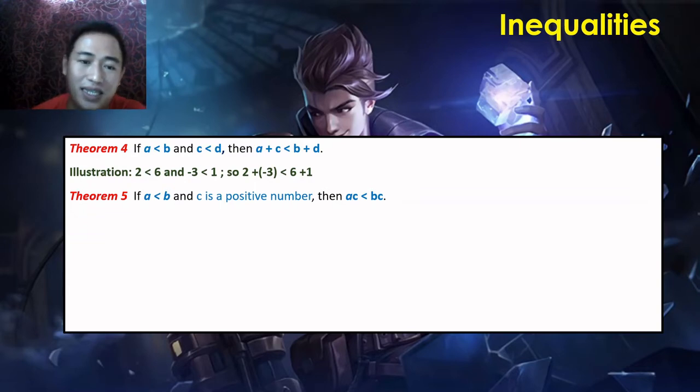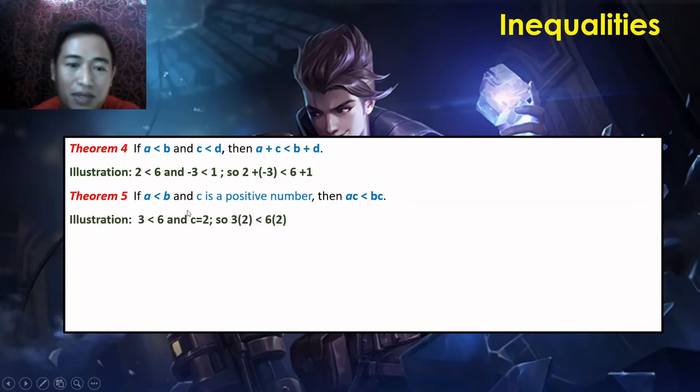If A is less than B and C is a positive number, then AC is less than BC. So, direct class, gamay si A kang B, then si C kay positive number, i-multiply lang nato sila both sides class, di ma-change ang less than nga sign. Same gihapon. So, example, 3 is less than 6. So, if ang C nato kay 2, so mag-times 2 to both sides. So, this is 3 times 2 is 6. It's less than 6 times 2. This is 12. So, gamay si 6 kang 12.